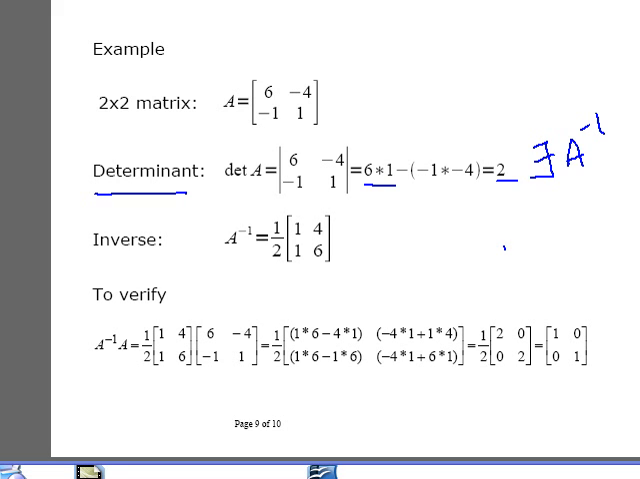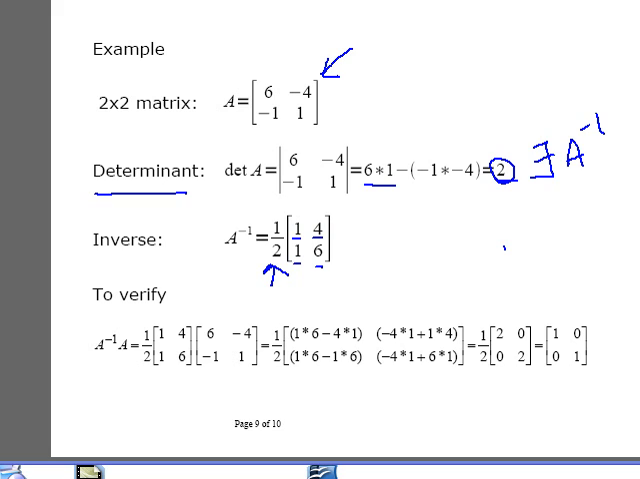Now what is the inverse? Okay, it's 1 over the determinant. So it's going to be 1 over 2. You see that right here. Then the terms on the diagonal, the 6 and the 1, change places, so the 1 goes up here and the 6 comes down here. The off-diagonal terms change sign. Minus 4 becomes positive 4, minus 1 becomes plus 1.